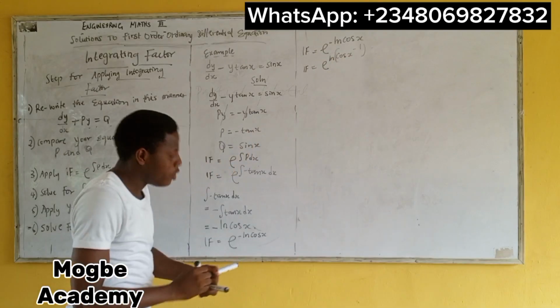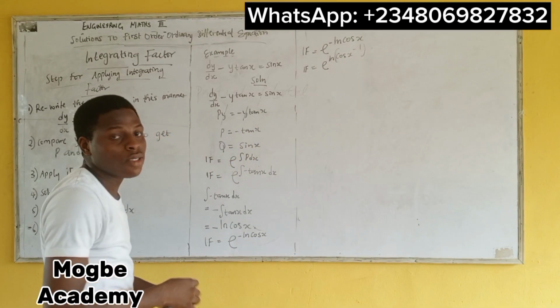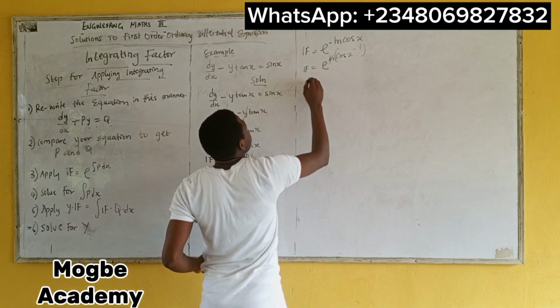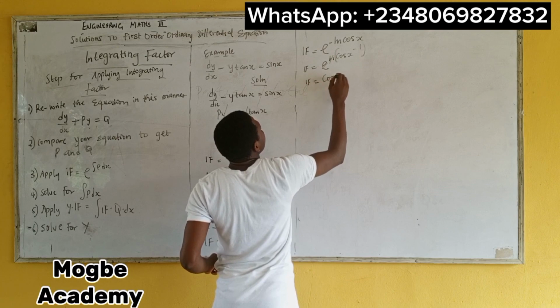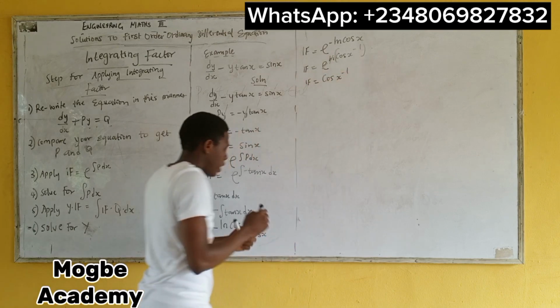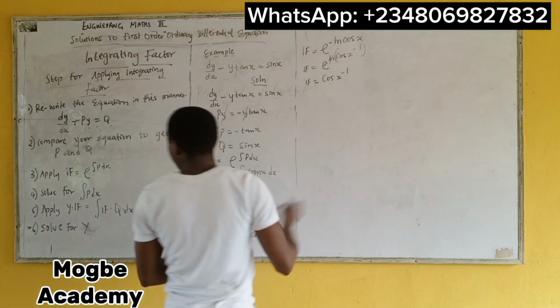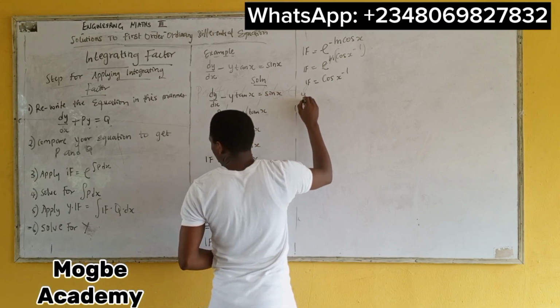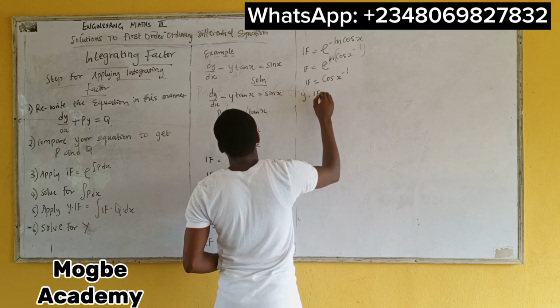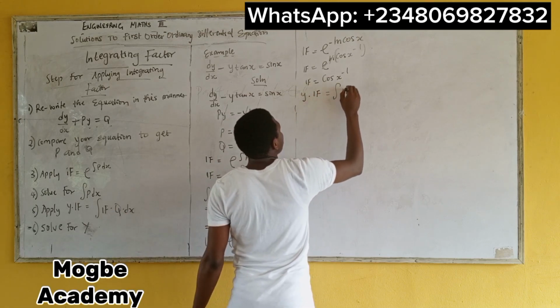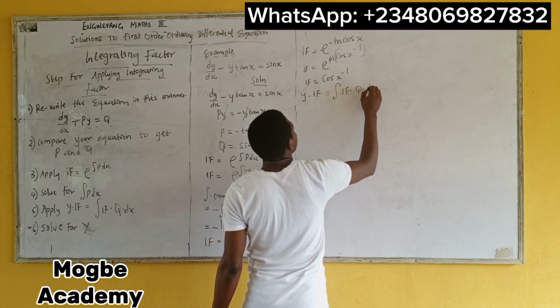Now, if you have this, you notice that the exponential can cancel out ln. So if the exponential cancels out ln, you'll be left with IF is equal to cos x raised to the power of minus 1. So that is our IF. The next thing is to apply the next IF statement. And the next IF statement says what?